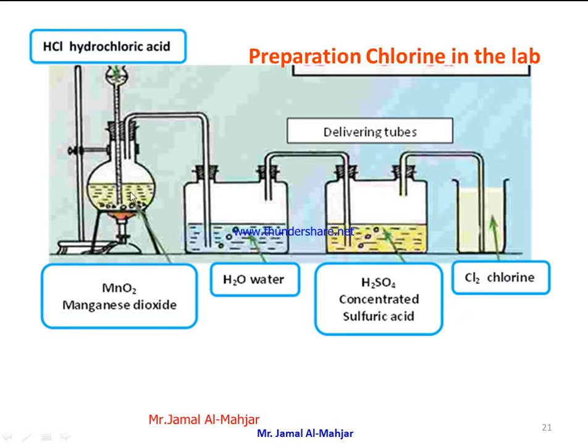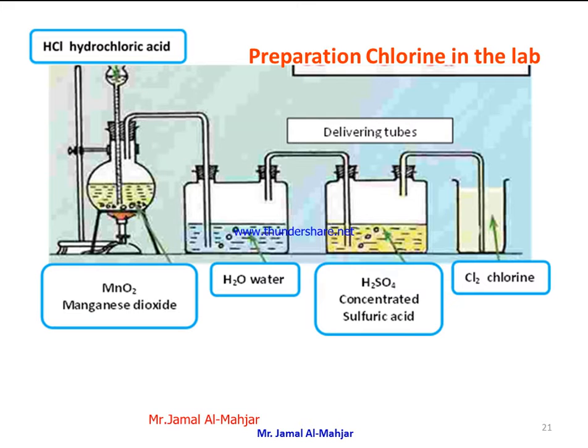By heating manganese dioxide with hydrochloric acid, they react, producing manganese dichloride, water, and chlorine. Chlorine is mixed with some impurities such as hydrogen chloride. That's why it's passed through water. Why? To remove the impurities of hydrogen chloride.